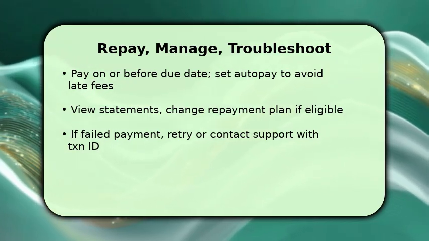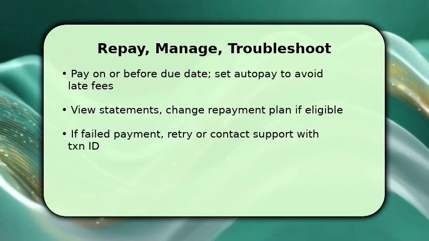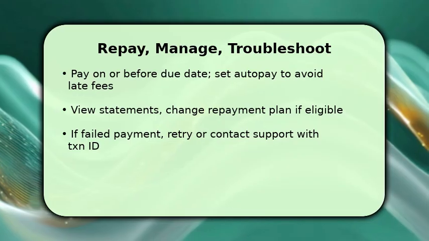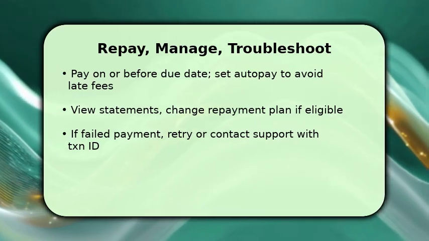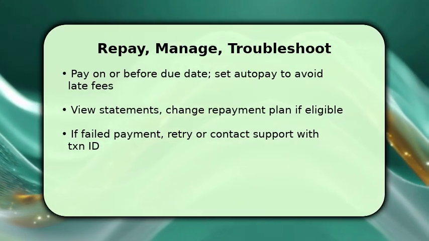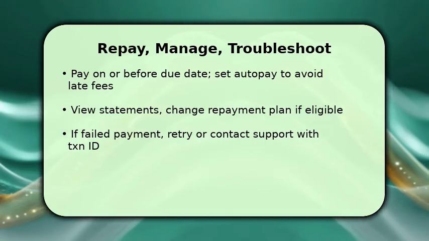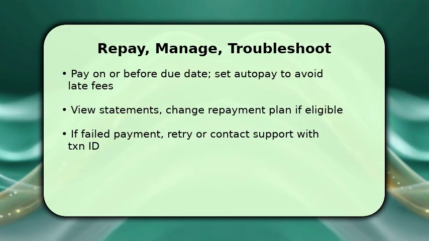If a payment fails, retry immediately and check the transaction ID. Contact Google Pay support with that ID and a screenshot. If limits or eligibility look wrong, recheck KYC and recent credit behavior. Resubmitting documents often resolves discrepancies.